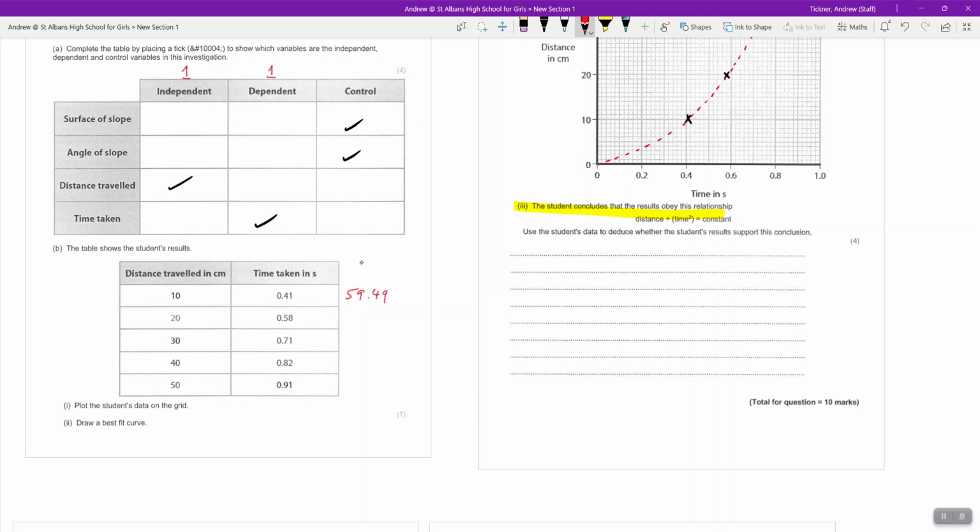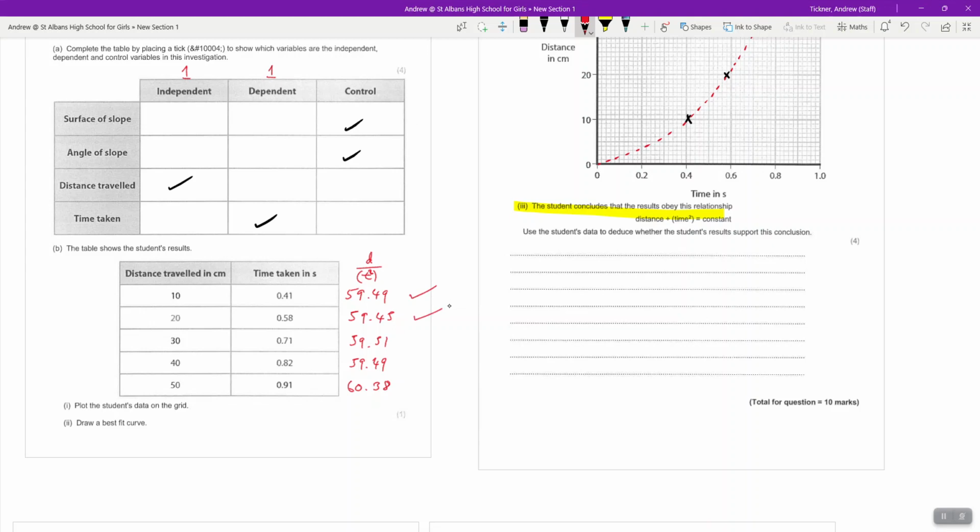59.49. So this would be distance over time squared. The important thing is the time is squared. It's not distance over time and then squared, it's distance over time squared. So we then get 59.45, you get 59.51, 59.49, and 60.38, I believe. Now, you get 1 mark for doing any one of them. You get a second mark for doing another one of them.